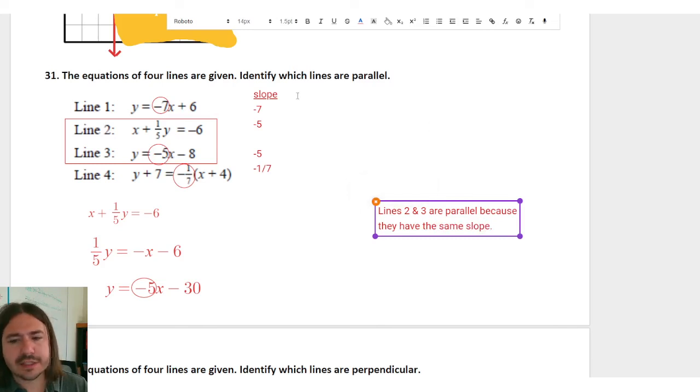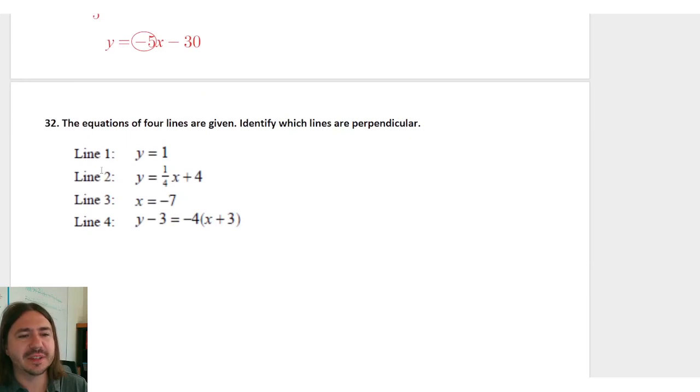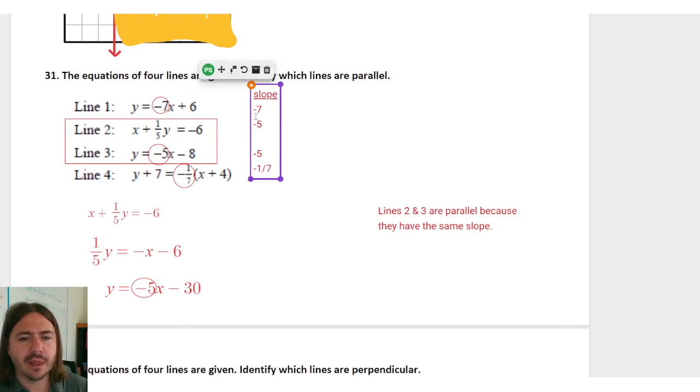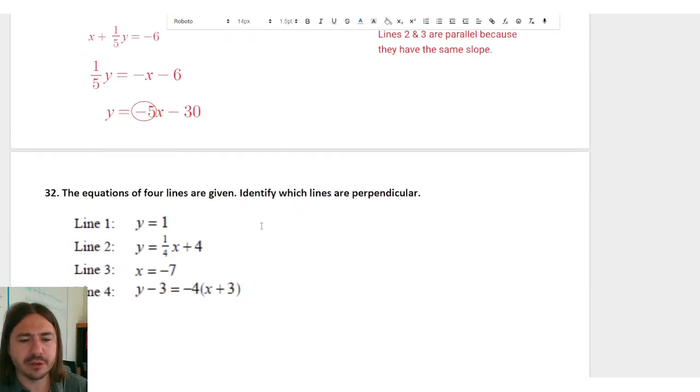All right, well, that takes us to the very last page, and we're finally almost done with this one. It says the equations of 4 lines are given. Identify which lines are perpendicular. So same kind of idea as we had before.